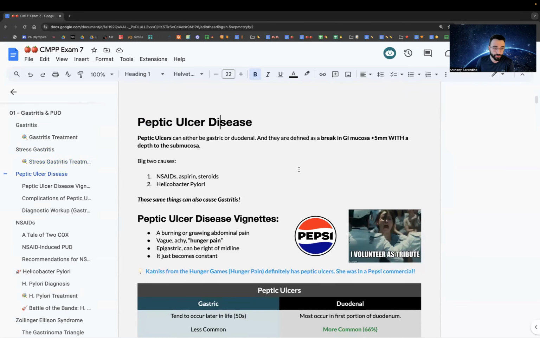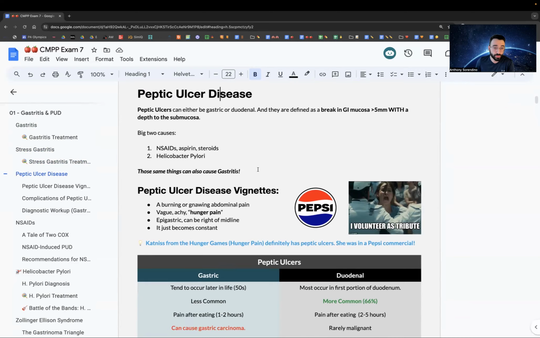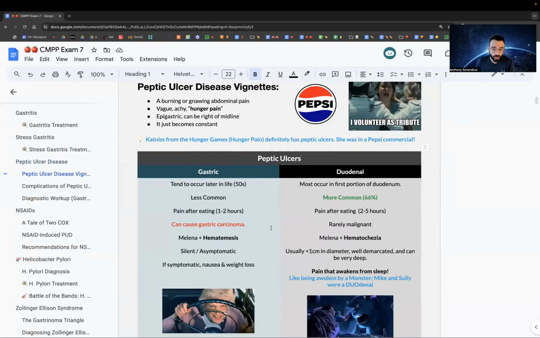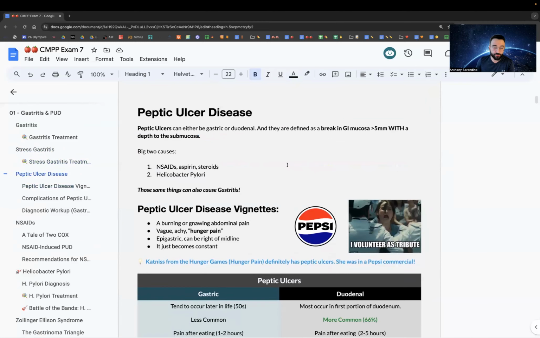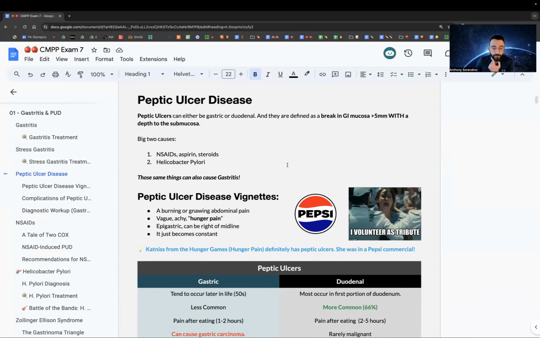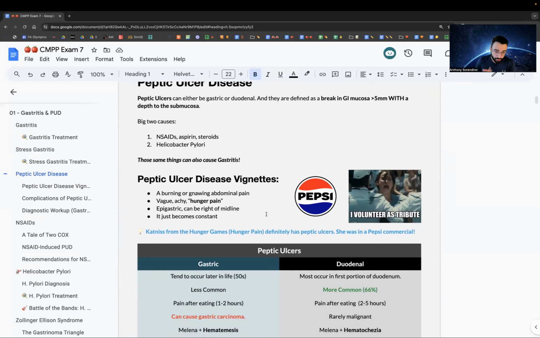Okay, so peptic ulcer disease. This can either be gastric or duodenal, depending on how you want to say it. And the definition is going to be a break in the GI mucosa greater than 5 millimeters with a depth to the submucosa. So it's a 2-part definition there. All right. The causes are kind of the same as gastritis. It's your meds, your NSAIDs, aspirin, steroids, or it's your H. pylori.